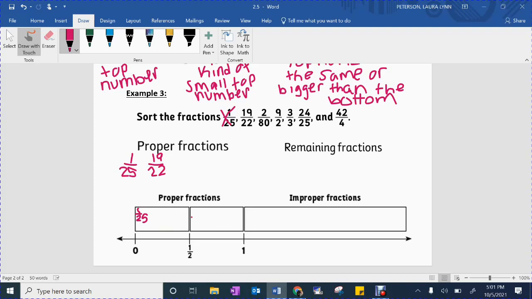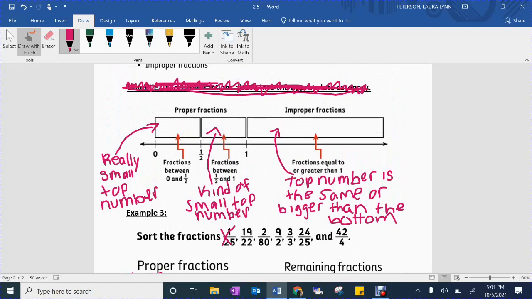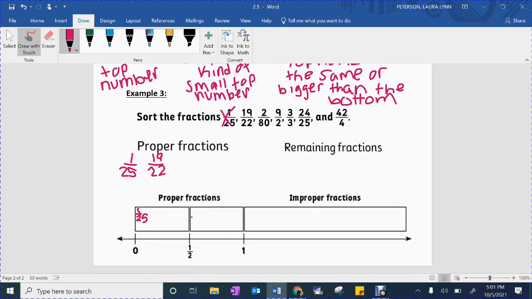Now let's decide where that goes. So it's proper, so we know the top number is smaller, but is it really small or kind of small? And I would say that 19 is kind of small. And kind of small is when we scroll up here, it goes in this middle section. So in the middle section of our problem, I need to write the fraction, not too big, 19/22. Good. Cross that off on your original list.